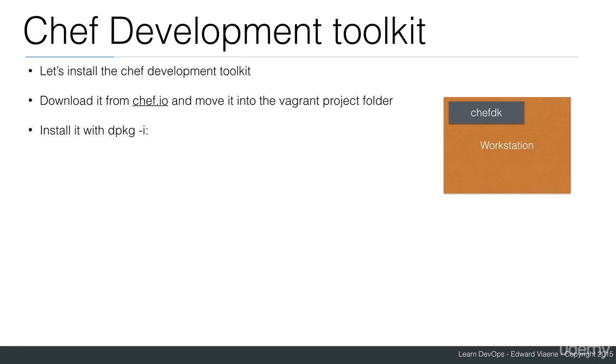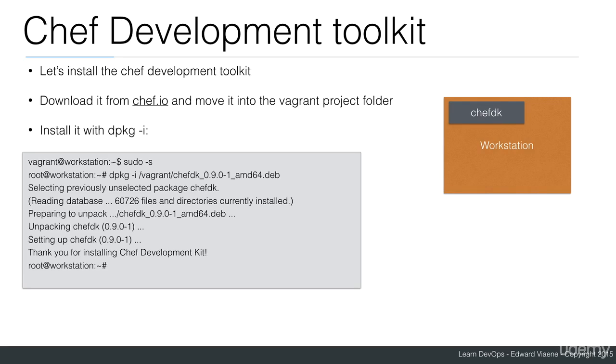You can install it with dpkg -i. dpkg is a tool that installs downloaded Debian packages. This is how it should look. First you use sudo to be root, then you install the ChefDK that you downloaded from chef.io.